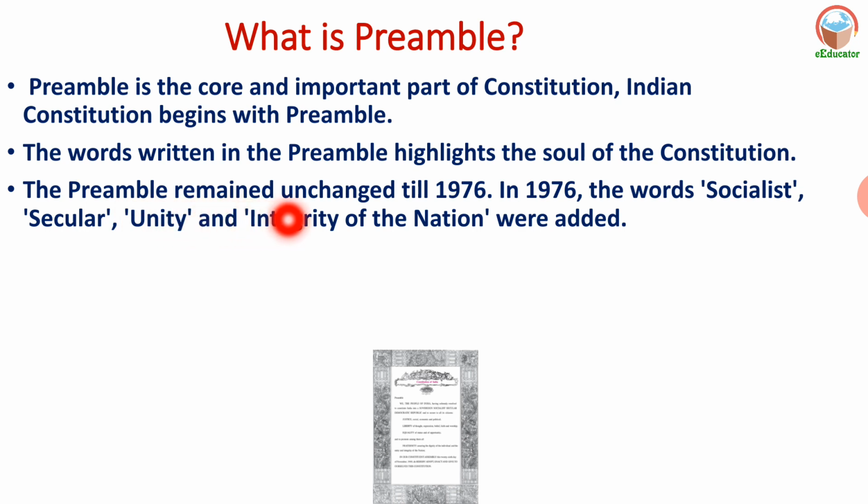The preamble remained unchanged till 1976. In 1976, with the amendments, a few words were added: socialist, secular, and unity and integrity of the nation were added to our preamble.